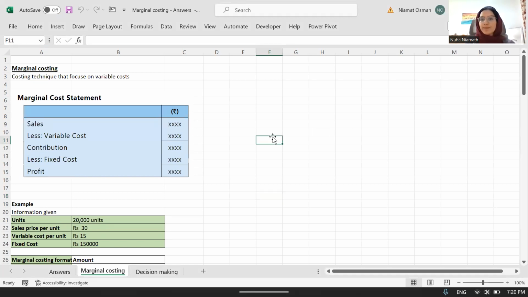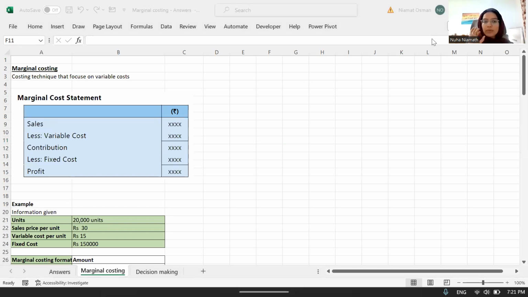So let's begin. Of course, before getting into marginal costing questions, I want to first begin with explaining the basic concepts of marginal costing. Once you have understood this, you will not have to mug up any formulas in this chapter. Just one simple formula, that's it, and everything will be linked to that formula. So let's begin with what is marginal costing.